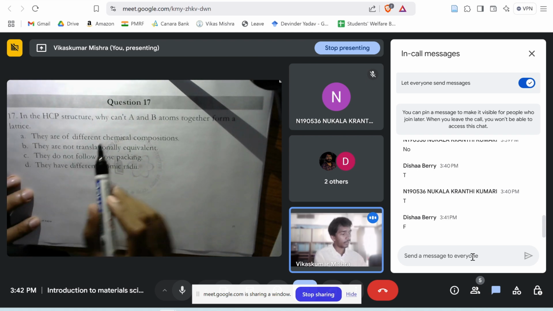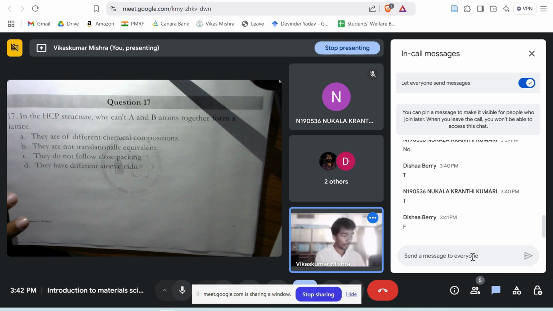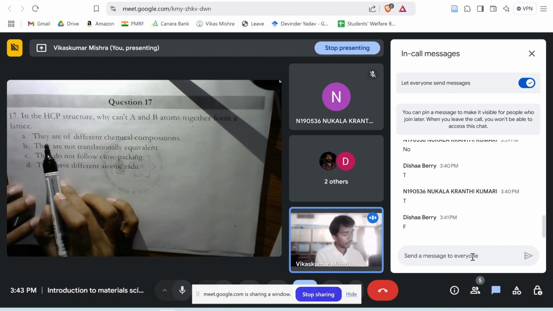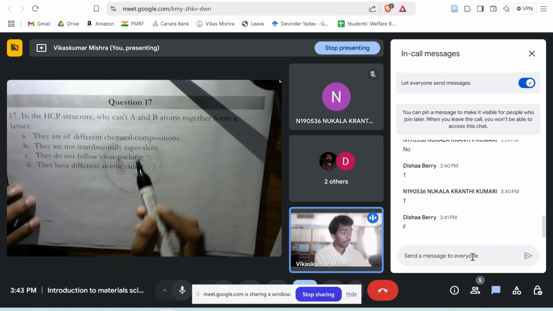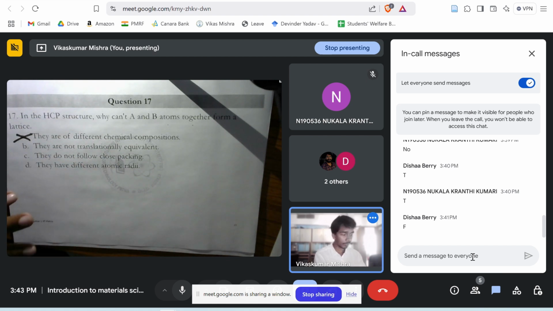In SCP structure, why can't A and B atoms together form a lattice? The explanation was given in the class, and the professor explained it beautifully. Option A says they are two different chemical compositions. No, A and B atoms have the same composition, so this is redundant. Now let's move to the next one.